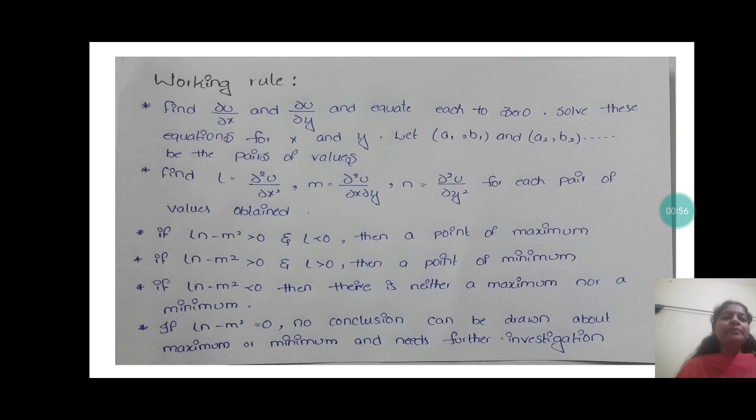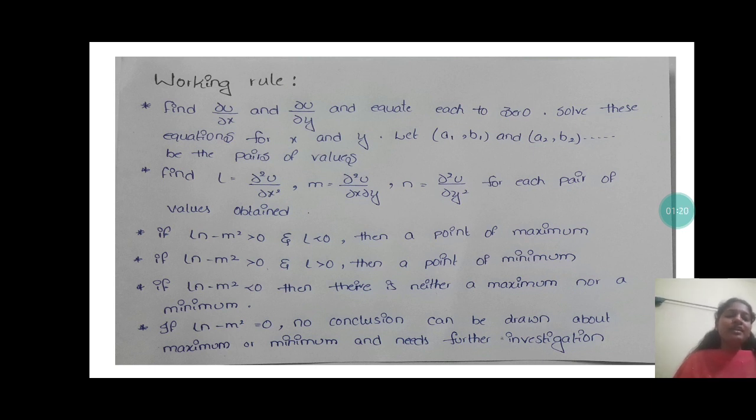If LN minus M² is greater than 0 and L is less than 0, then we get a point of maximum. If LN minus M² is greater than 0 and L is greater than 0, then we get a point of minimum.